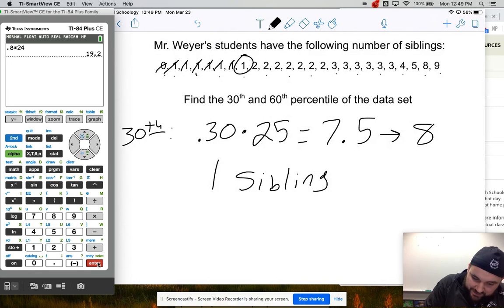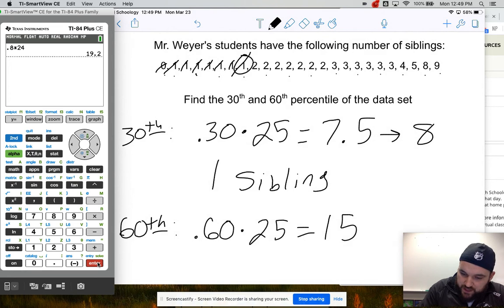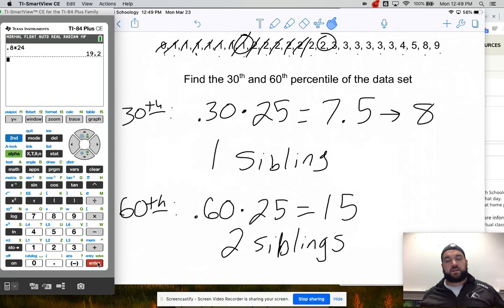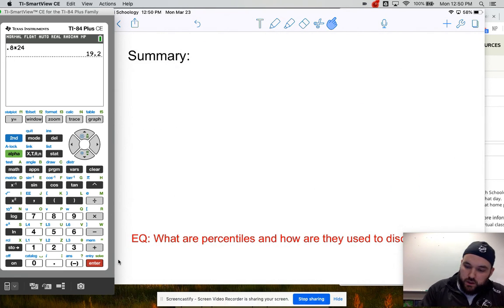And then if I want to do the 60th percentile, it'd be the same idea. 0.60 times 25 gives me 15. So there's no reason to round up. I know that was the 8th, so 9, 10, 11, 12, 13, 14, 15. So two siblings would be the 60th percentile, meaning if you have two siblings, then you are at or above 60% of the students in that class. Okay, so that's the idea behind percentile.